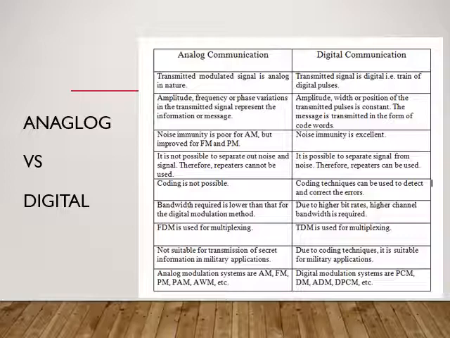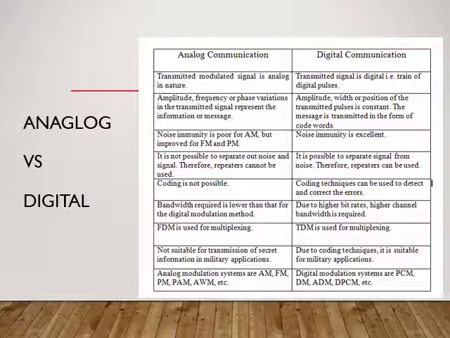In analog, noise immunity is poor. In digital, noise immunity is excellent. In analog, it is not possible to separate our noise and signal. Therefore, repeaters cannot be used. In digital, it is possible to separate signals from noise. That is, digital communication means there is no interruption. Easily we can separate noise and signal. But in analog communication, it is a little bit difficult.